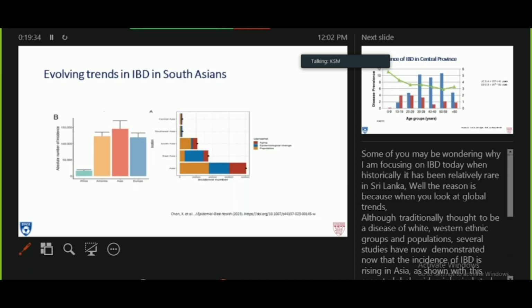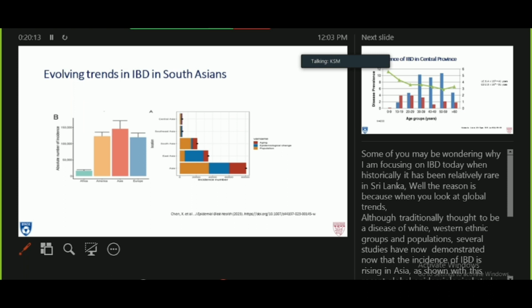However, the reason you're all here today and why I'm giving this talk is that inflammatory bowel disease is actually increasing in Asia, particularly in South Asia as well. This is a recent global trend study looking at the evolving trends of inflammatory bowel disease across the globe. And you can see the highest increase in incidence is in Asia. And then when you look at the individual regions of Asia, you'll see that South Asia and the Far East are the two regions which have the highest increase in incidence. So this is a really pertinent problem.